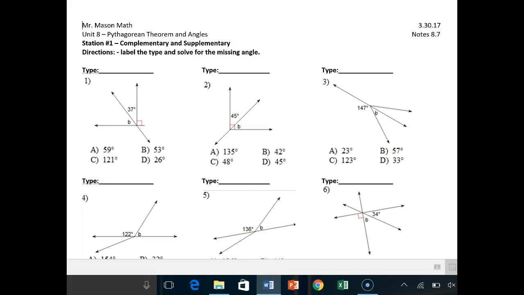So what you'll do is say, hey, this is a complementary relationship because they add up to 90 degrees. You'll just say, hey, I know what 90 minus 37 is. You don't even need to write an equation if you don't want to. Let's say 53, check it with your calculator, make sure it's right.